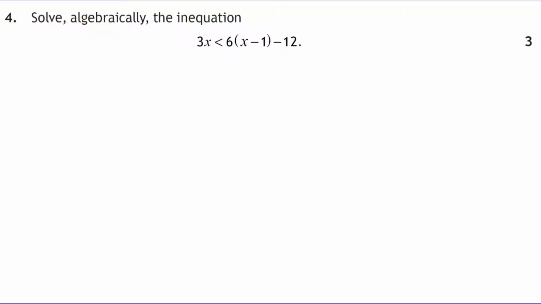Okay, solve the inequality. So we're going to multiply the brackets first. That gives us 6x minus 6, and then minus 12 outside the bracket stays the same. We're going to collect like terms on the right hand side, so the negative 6 and the negative 12 combine for a negative 18. We're going to take away 6x from both sides. Dividing by negative 3, we have to be careful. When you divide by a negative, you've got to flip the arrow. So negative 18 divided by negative 3 would be 6, so x is greater than 6.